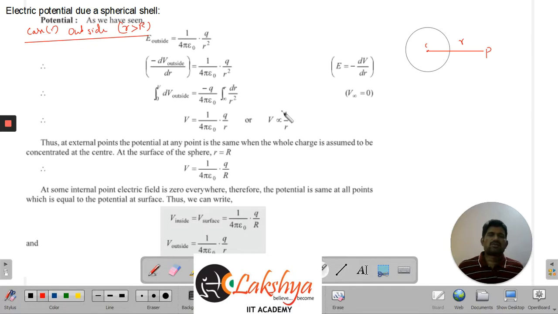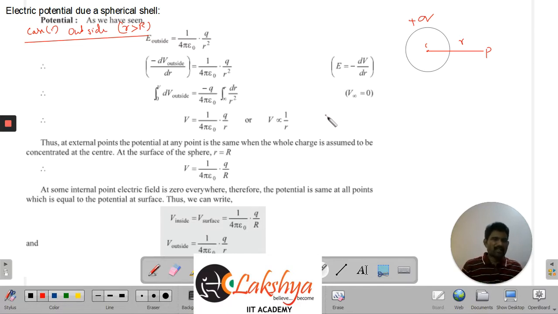Now let us see the electric field outside the spherical shell. Suppose small q is the total charge distributed on this shell. Now we write the electric field outside as 1 by 4 pi epsilon naught q by r.